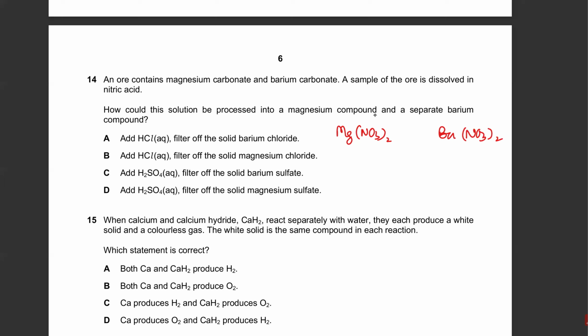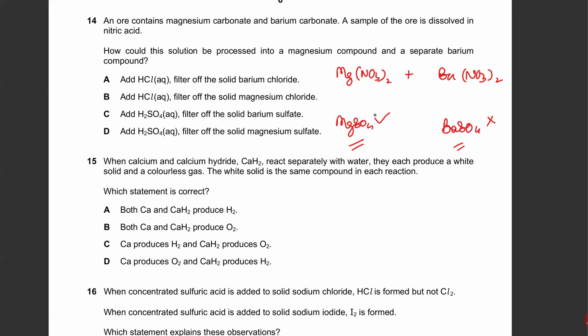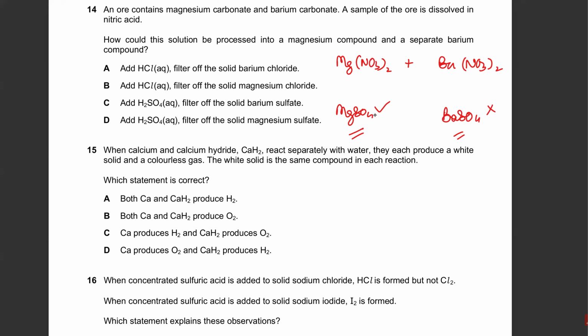So how do you separate them into their respective compounds? They're mixed together. We will add H2SO4 and it will form barium sulfate, which is a white precipitate. We can then filter it. Okay, so barium sulfate and magnesium sulfate. And for sulfates, the top ones are soluble, while the bottom ones are not soluble. So you can filter them. So it's going to be C, right?